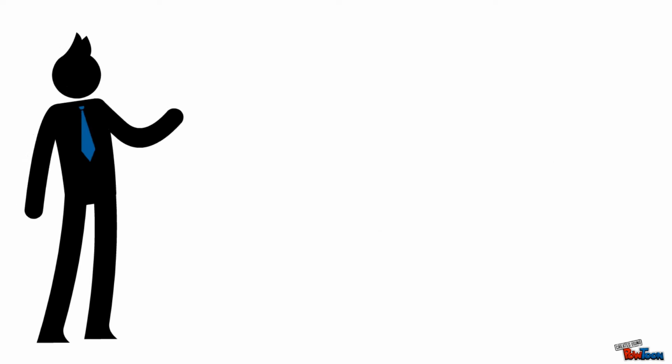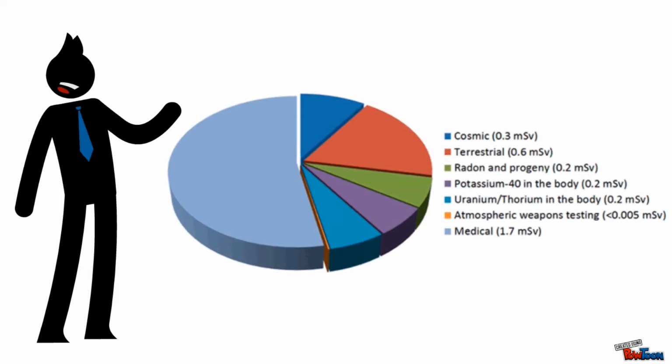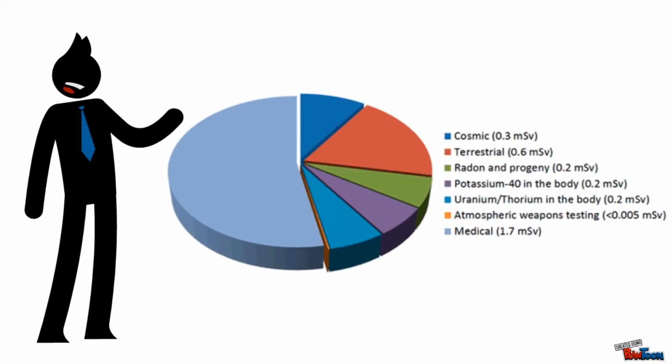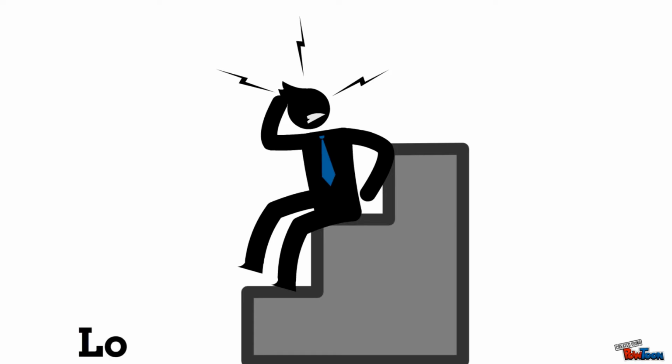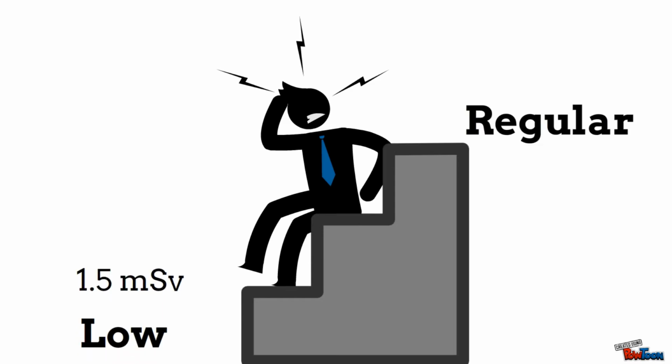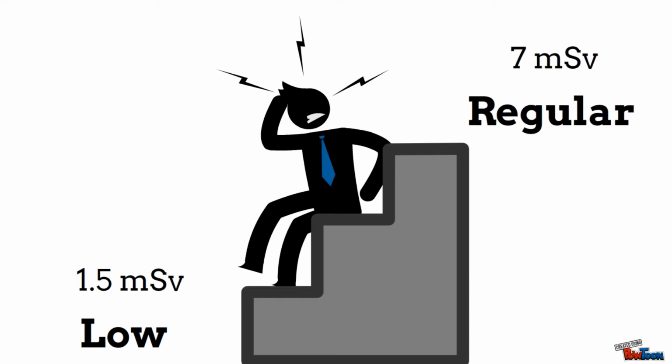Let's compare the difference in radiation exposure from CT scans and environmental sources. Medical sources account for over half of the radiation dose. The radiation exposure from one low-dose CT scan of the chest sums to 1.5 millisieverts. A regular dose CT scan is around 4 times higher than the low-dose exposure, at 7 millisieverts. A low-dose scan is equivalent to 6 months' worth of natural background radiation, and a regular dose equals 2 years of natural radiation.